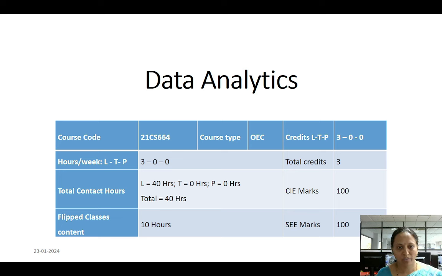So today we will be dealing with the subject data analytics, which is offered as an open elective course for the 6th semester students with the course code 21CS664. It has a total of 3 credits and CIE marks of 100. We have divided the course content as lectures 40 hours, tutorials 0 hours because the flipped classroom has been included in the course. And we have SEE exam for 100 marks.